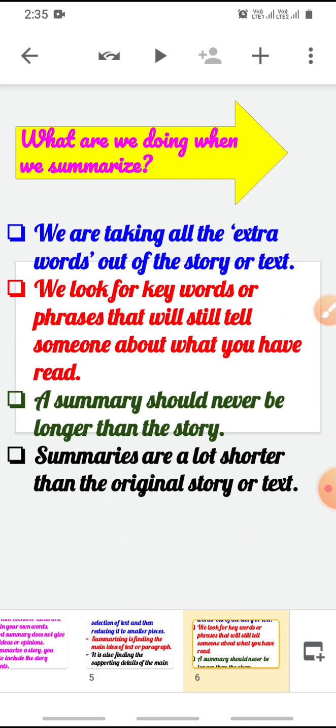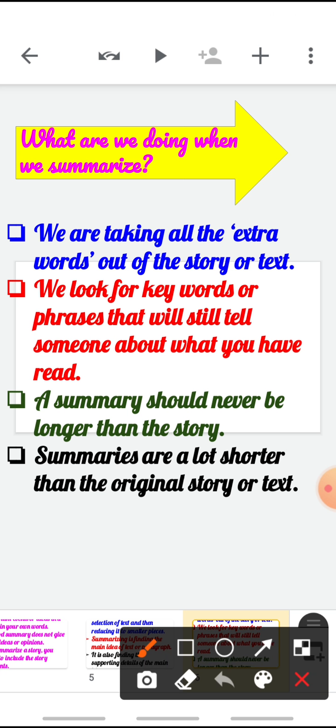Now what are we doing when we summarize? What do we do, children, when we summarize? When we are summarizing, we are taking all the extra words out of the story or text. That means we only need the main events, right? So we just take all the extra words out of the story or text.